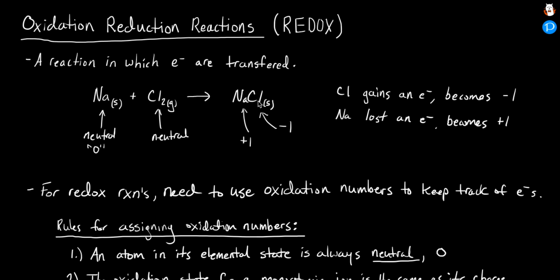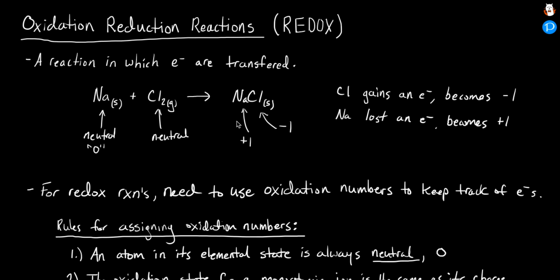But once they react, they transfer electrons. Sodium gives up an electron to chlorine. And so chlorine gains that electron, becomes -1. Sodium has lost that electron, becomes +1. We've already talked about these before. And so then we make that compound in which they have those charges to make a neutral compound. This is an example of a redox reaction where one thing loses electrons to another thing to make something else.